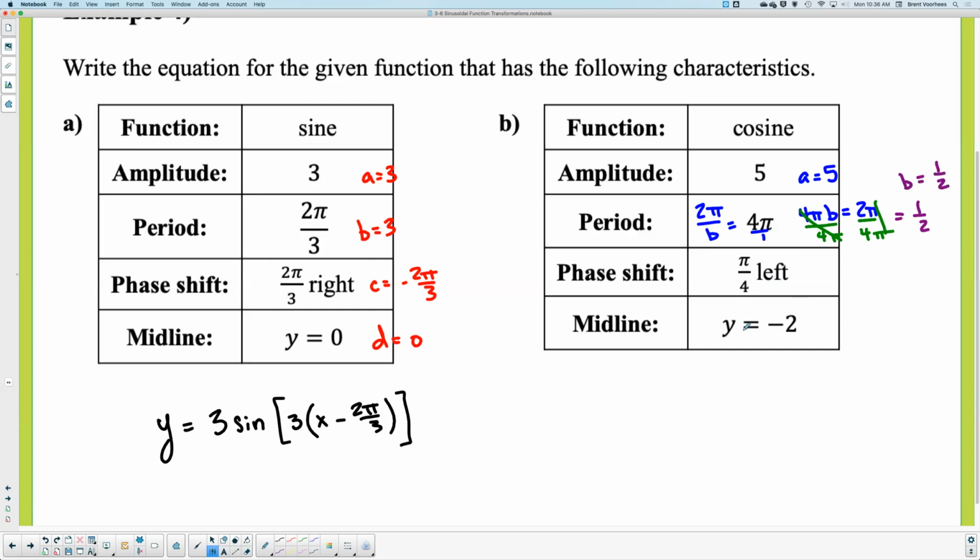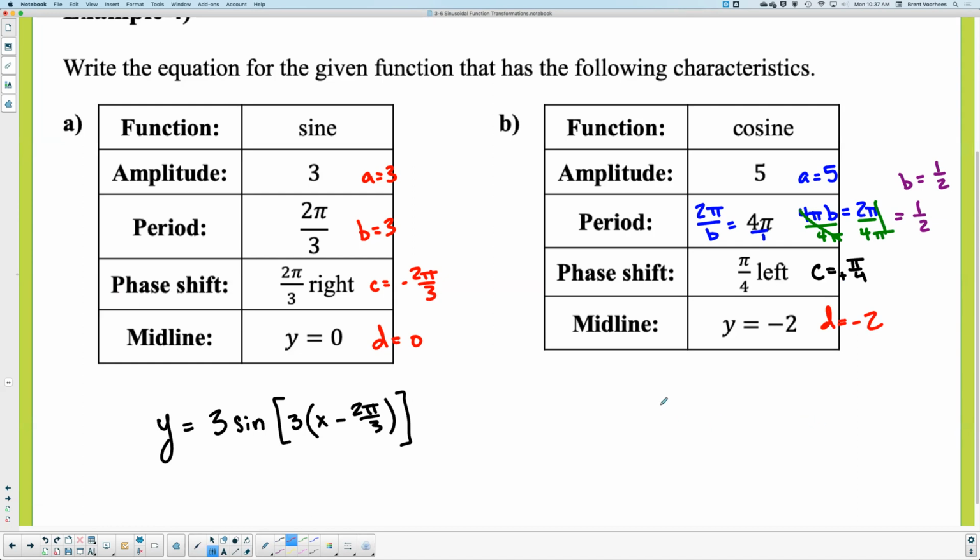Nice. Phase shift: positive pi over 4. I'll do a plus right there so we know it is positive. And finally, midline. D equals negative 2.